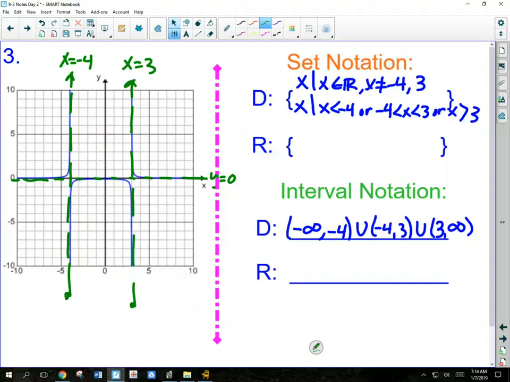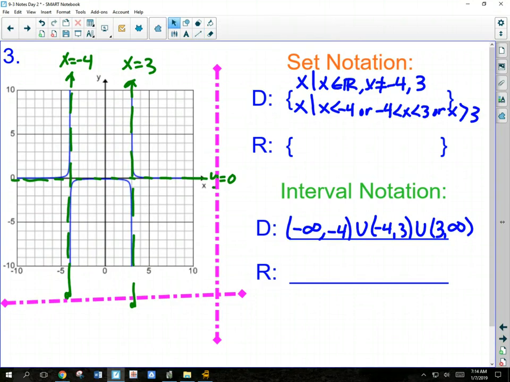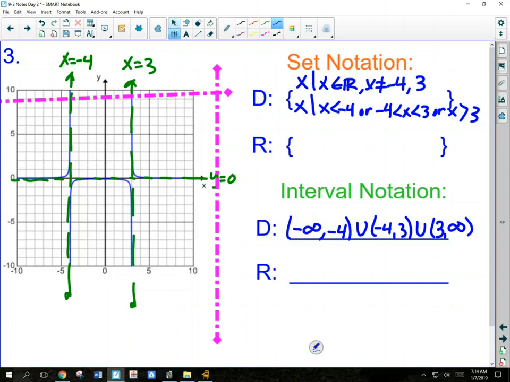For your range, when you drag that pink line, I'm going to just draw a new one, it'll be faster. When you drag the pink line from the bottom to the top, I'm touching the graph, touching the graph, touching, touching. The graph doesn't exist when y is 0, but it does exist everywhere above it. So you would go from negative infinity to 0, and then again from 0 to infinity.